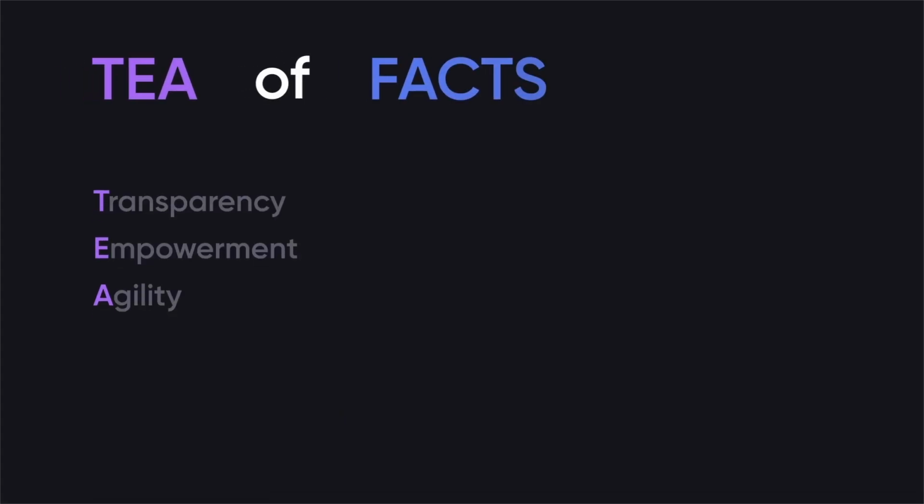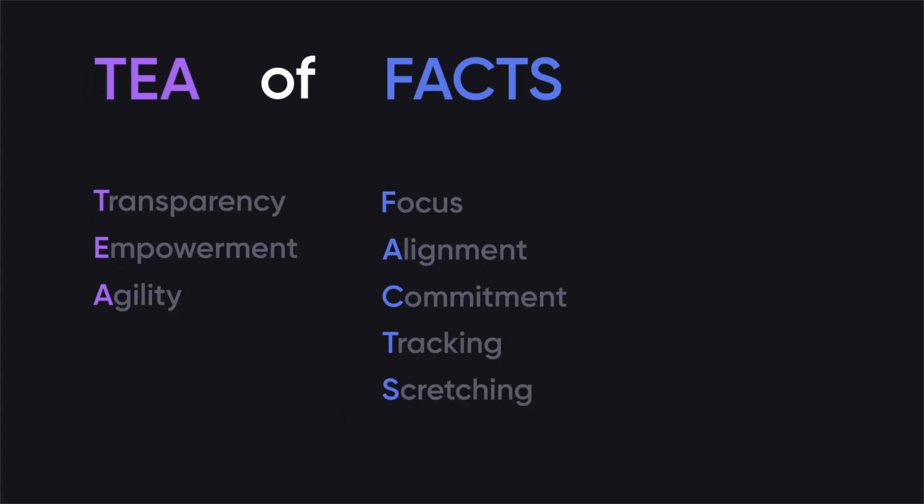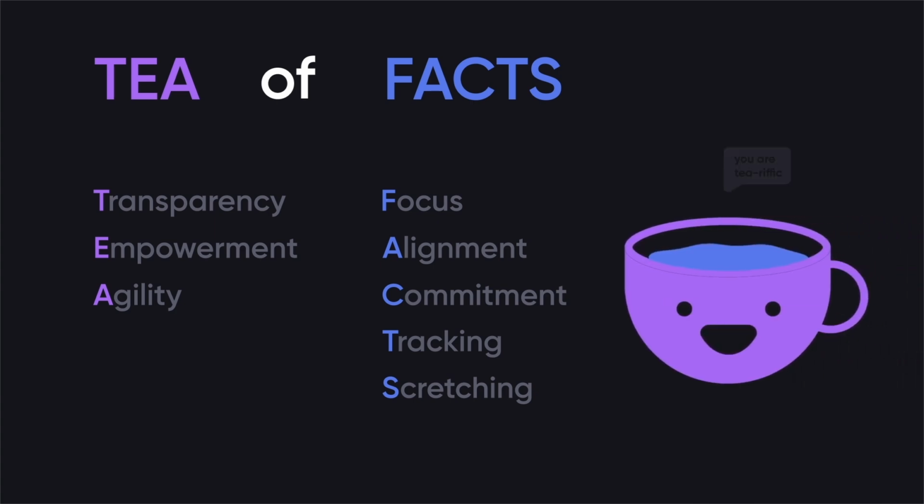Let's revisit the reasons for OKRs. Remember the acronym T of Facts: transparency, empowerment, agility, focus, alignment, commitment, tracking, and stretching. By understanding the reasons behind adopting OKRs, you can set the necessary ground rules. Reflect on the previous Why OKRs lesson for guidance on these decisions. Let's start with OKR ground rules, focusing on OKR levels.